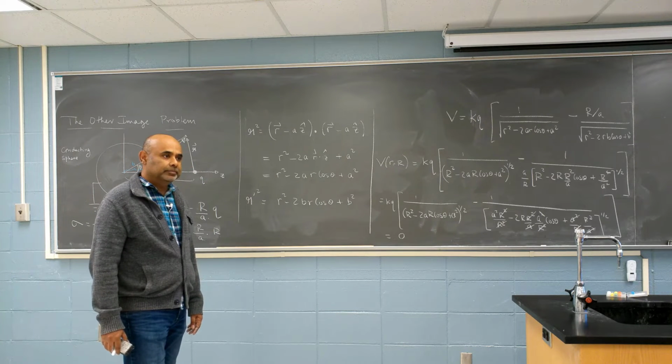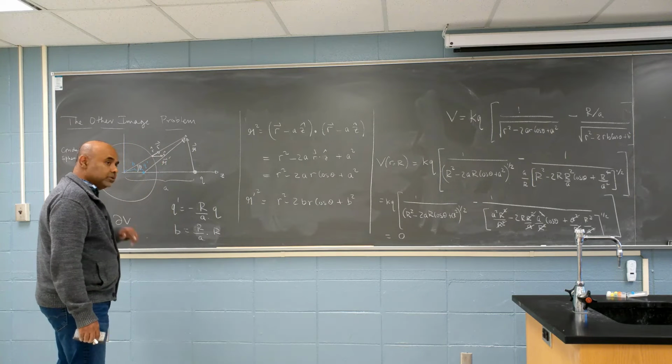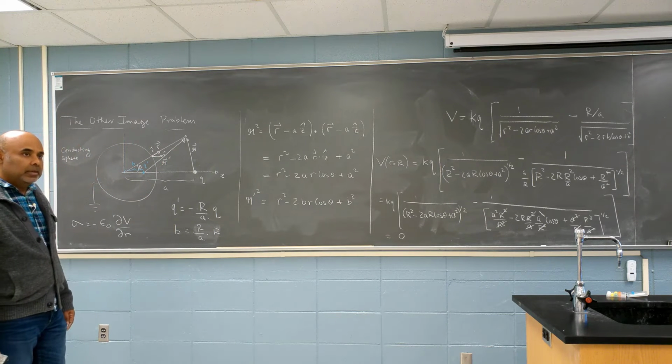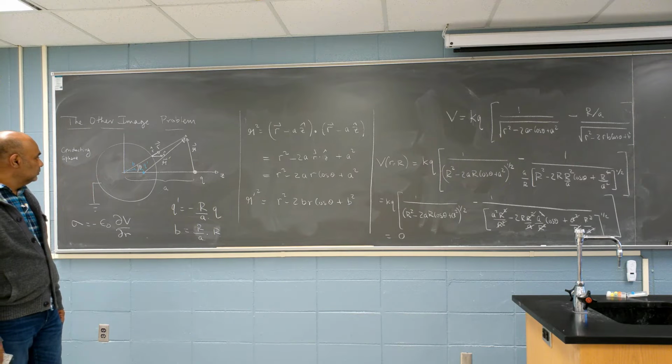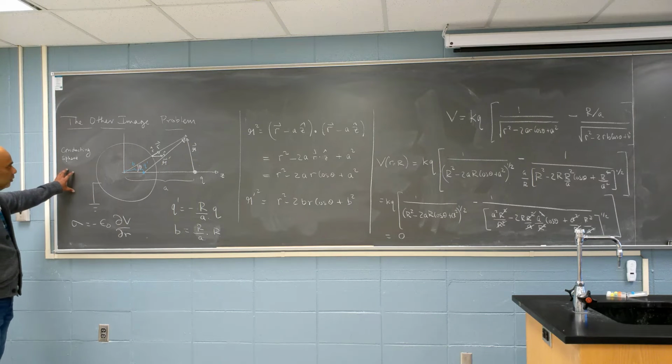What is the effect of the sphere being grounded? Oh, potential equals 0. So if it was conducting and wasn't grounded? That's not so easy to solve. So for now, if it's conducting, it's going to be grounded for these image problems.